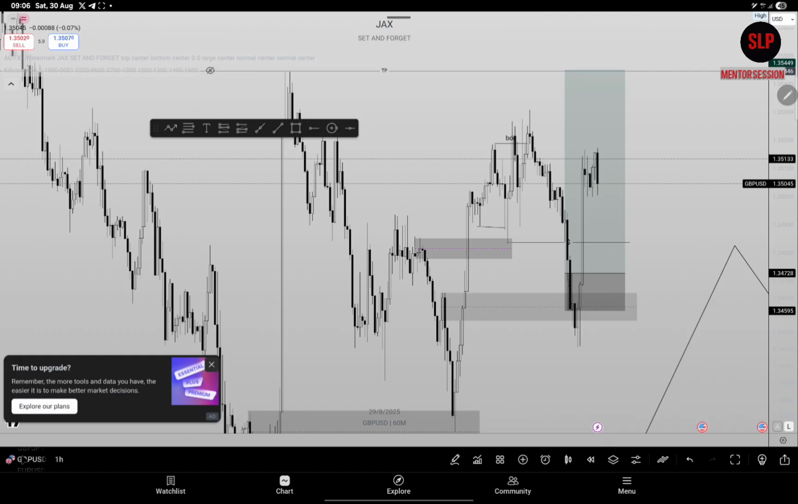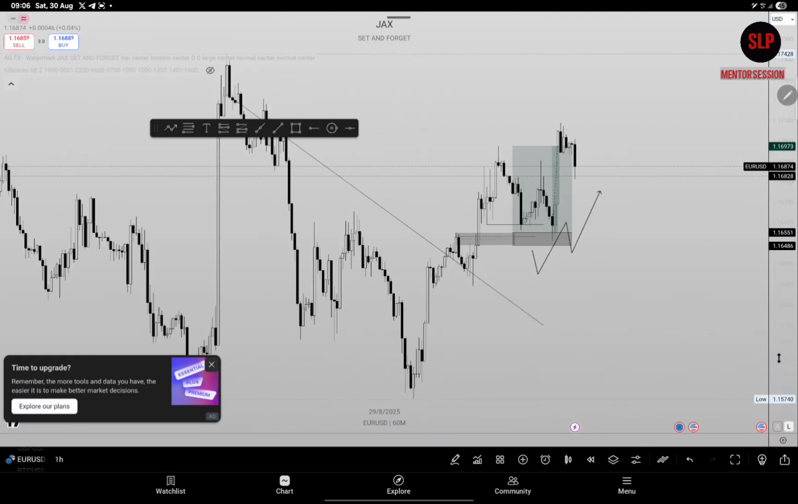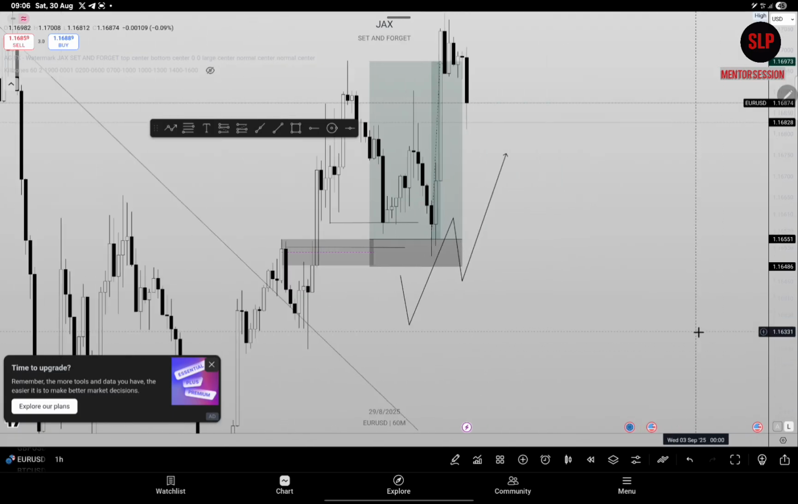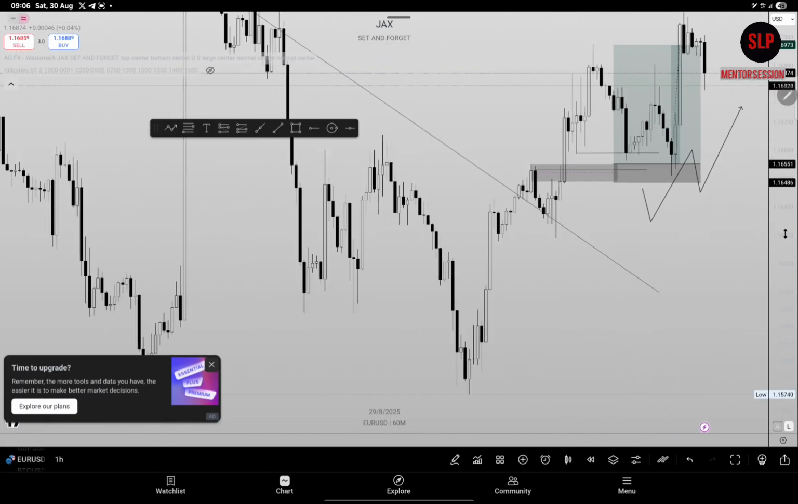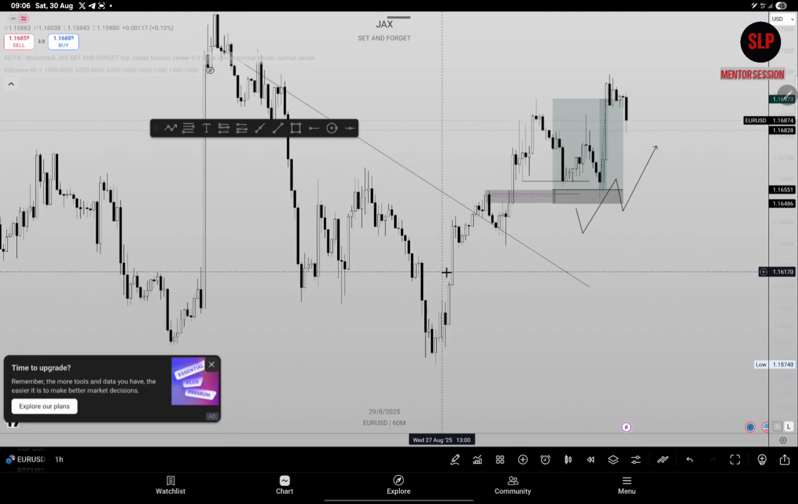I had a setup on Euro USD too. Euro USD was really something else. Really, it played out, and just see how tormenting Euro USD was. Let me validate it first. Let me validate the setup first. Okay.